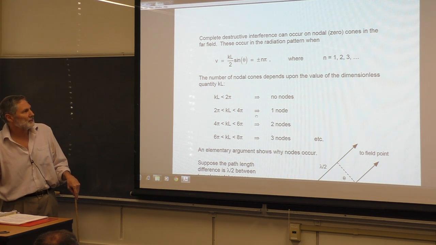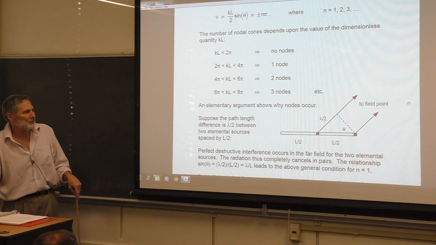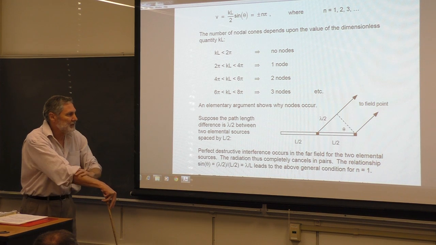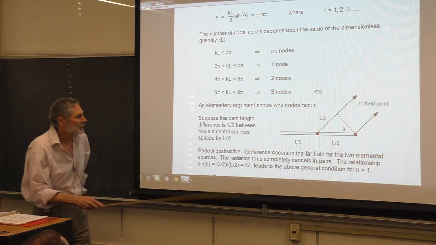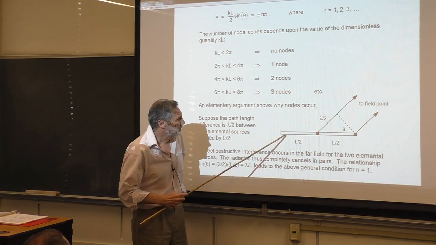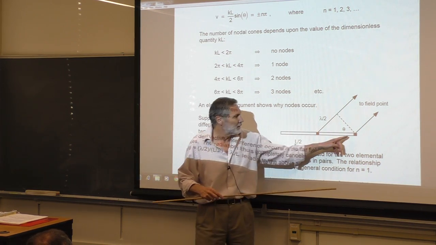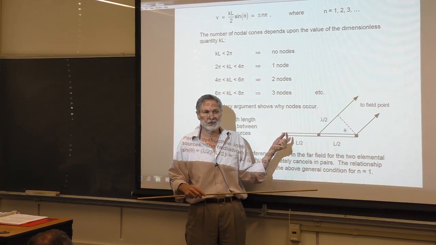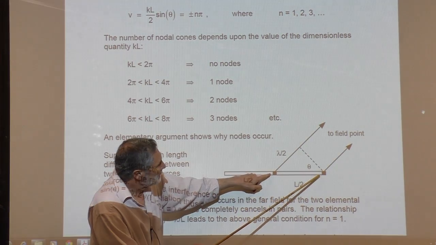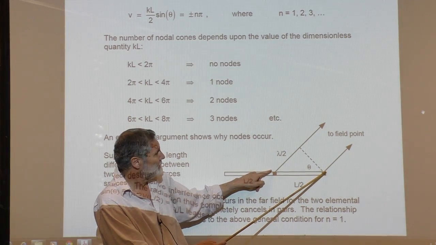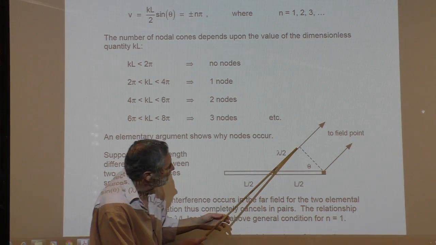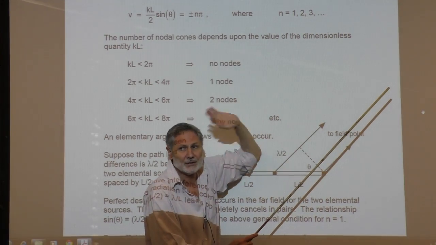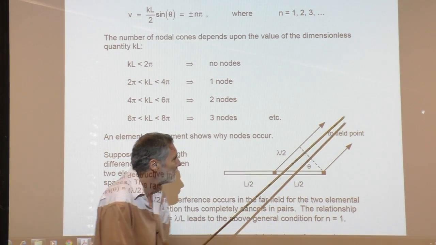Now, I want to make sure everyone understands there's an elementary argument. We went through this calculation here and derived this rigorously. But there's an elementary argument to easily see why we have these nodal cones in the far field. Here's our source, our line source. Consider 2 elements here, one right at the end and one in the middle. Little tiny elements. Forget the rest of them right now. This is a 2-point source, these two. And they're going off to a field point here. I've drawn these as parallel because the field point is far away. That's our assumption, right? We're in the far field.